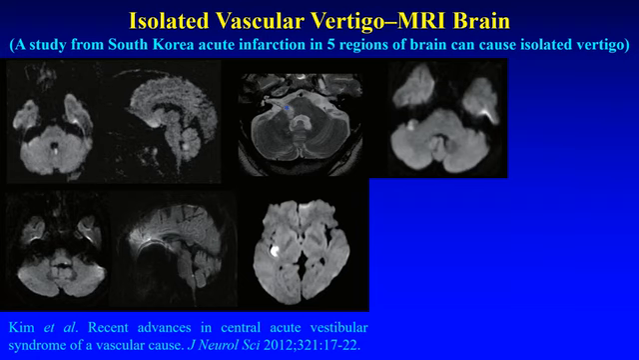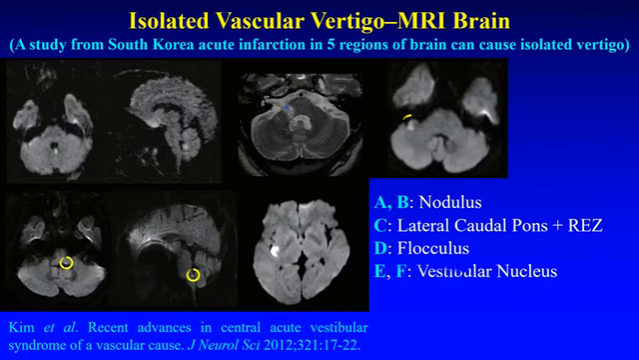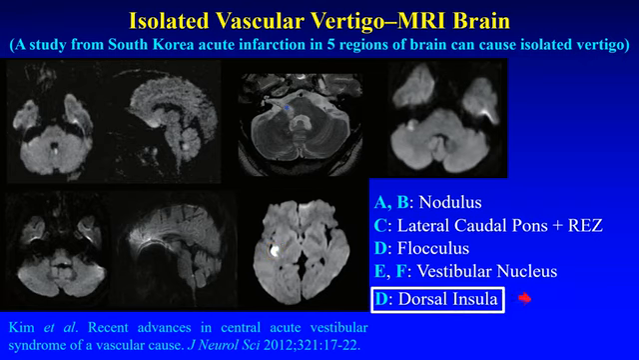infarction in 5 regions of the brain. These 5 regions are the nodulus of the cerebellum, the lateral caudal pons, that is the root entry zone, the flocculus, the vestibular nucleus, and the dorsal insula, that is the parieto-insular vestibular cortex. Here it is important to know that patients with acute infarct in the dorsal insula do not have nystagmus, and therefore the HINTS examination is not useful in such cases.